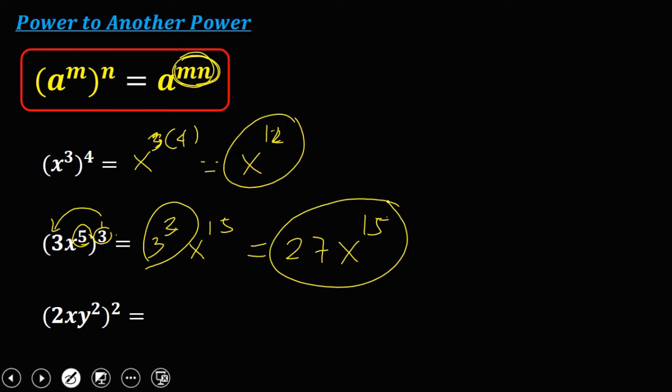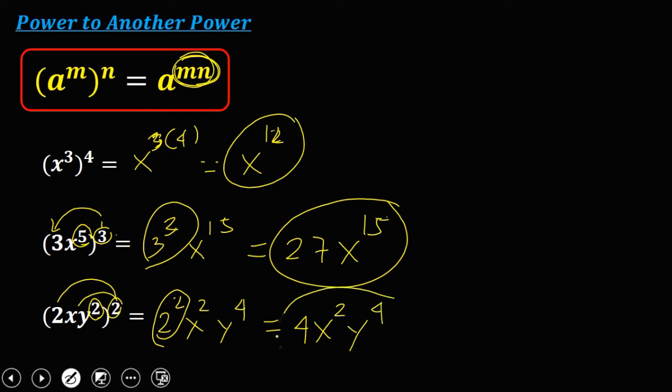So for this given, distribute first the exponent, that's 2 squared. And for x, that's x squared. Then for y, power to power, that's y to the power 4. Then this 2 squared is 4. Then x squared and y to the power 4.